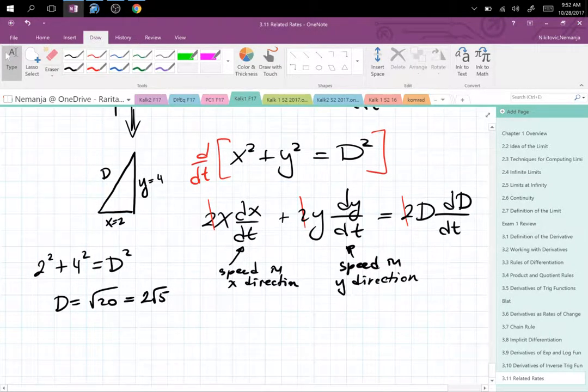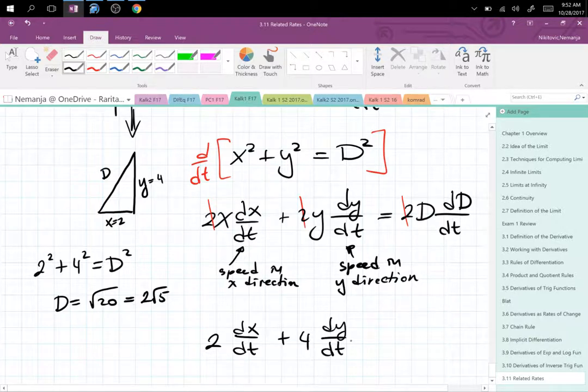If you look at this, x is given to us as 2. dx dt is what they're looking for, plus the other one is given as 4. dy dt is what they're looking for. And on the other side, you have this 2 root 5 times 1, which is dd dt. That's given to us as the distance from the origin. Now you have two variables there. How would you get rid of one of them? Replace dy dt by dx dt, because y equals x squared. Nice.